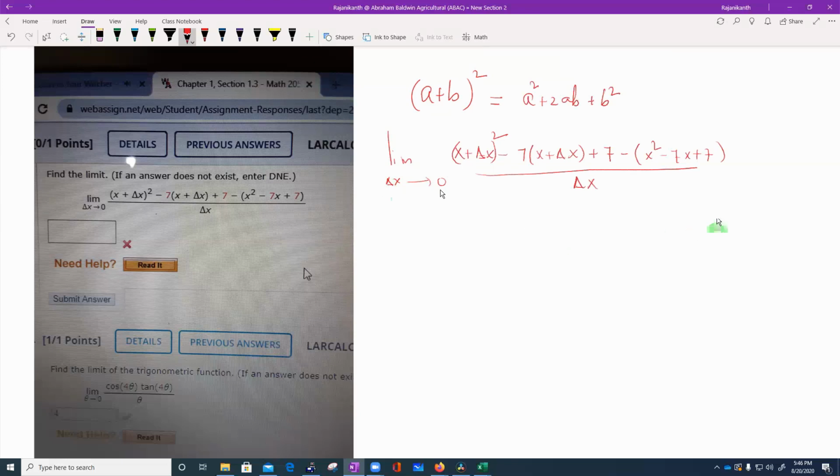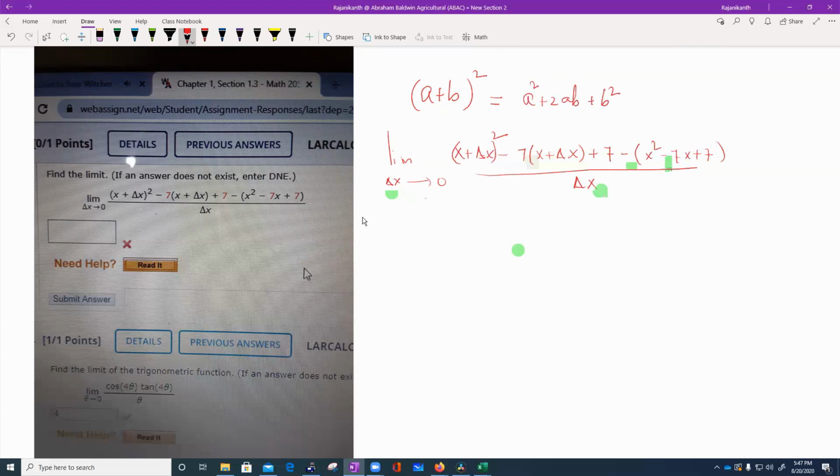Okay, so now what is your task? Your task is to find delta x goes to 0. Okay, let me ask one question. What will happen if you plug delta x 0 right away here? Will you get any answer if you plug delta x 0? No, you will not get. Look at here. What will happen if delta x is 0? Simply plugging 0 wherever you have delta x.